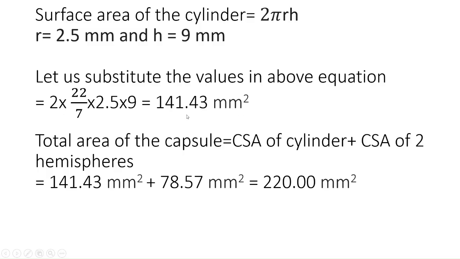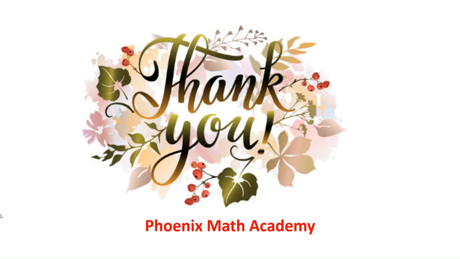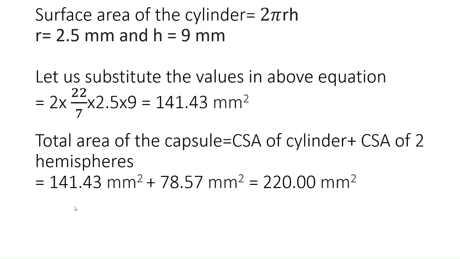The total area of the capsule is equal to the curved surface area of the cylinder plus the curved surface area of the two hemispheres, right? We have found both, so we are adding now: 141.43 square millimeters plus 78.57 square millimeters. Finally, what did we get? 220 square millimeters. That is the total area of the capsule.